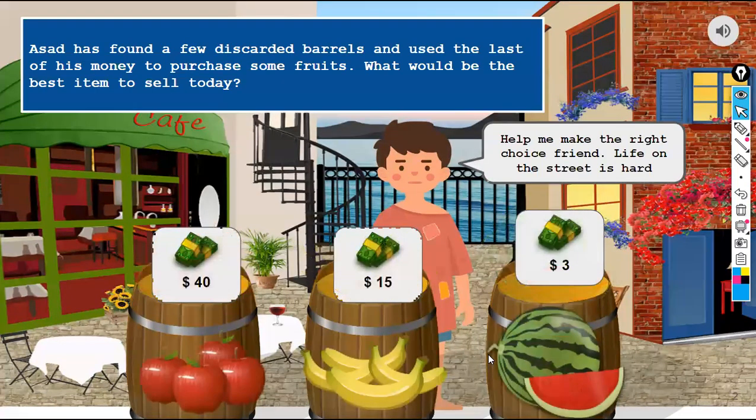beholds today. So for those who chose the apples, add 40. For those who chose the bananas, add 15 to your score. And unfortunately, for those who chose the watermelons, only add 3. So it seems like apples were the best choice for Assad to choose today.